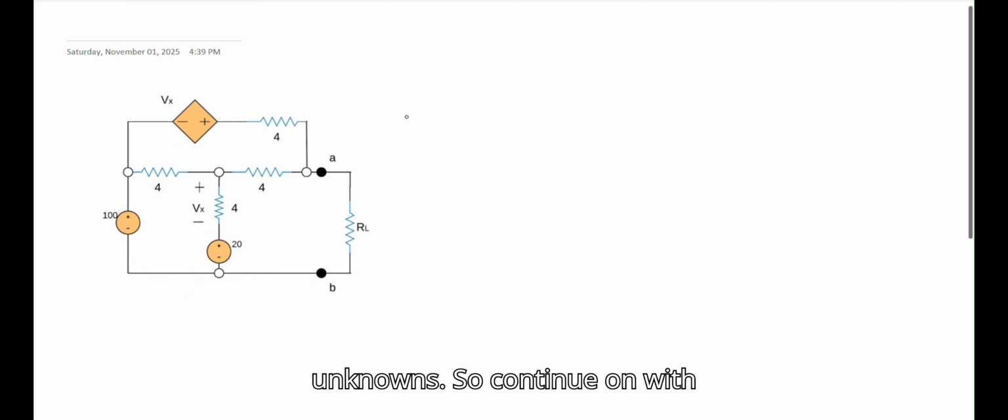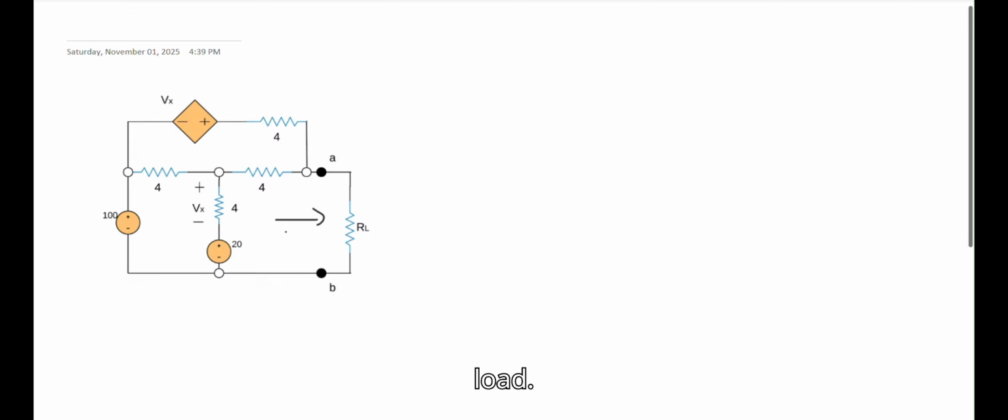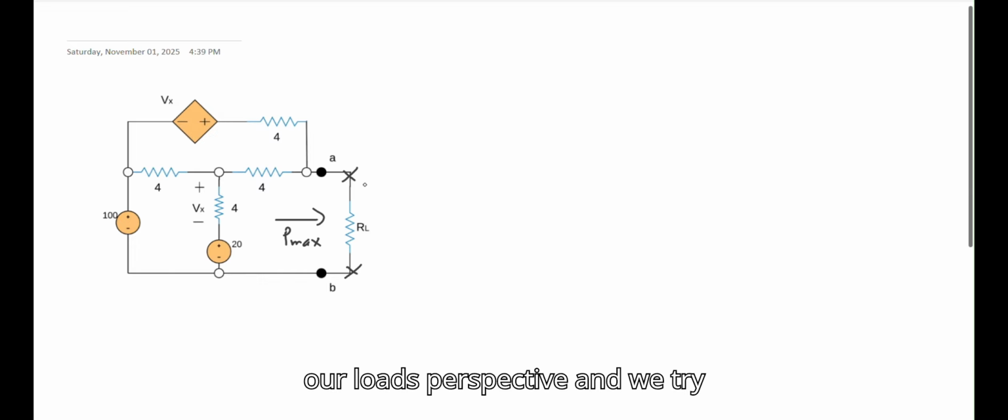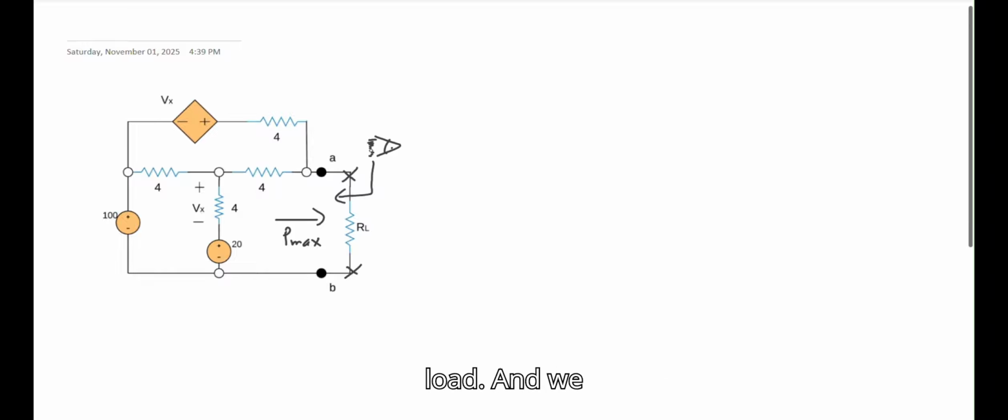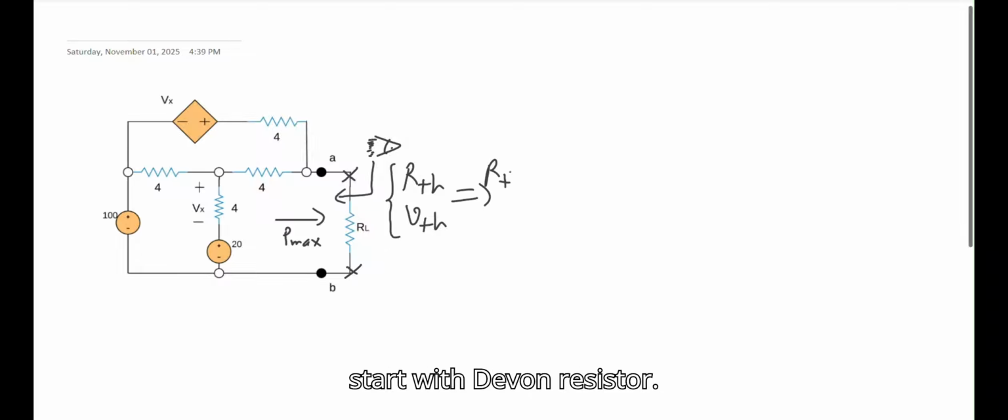So continue on with trying to find this circuit's max power transferred to the load. Again, we open the circuit from our load's perspective and we try to see the circuit from our load. And we try to find the equivalent Thevenin resistor and the Thevenin voltage. Okay, let's very quickly start with the Thevenin resistor. And again, as we have a dependent voltage source here, we have to use a test source.